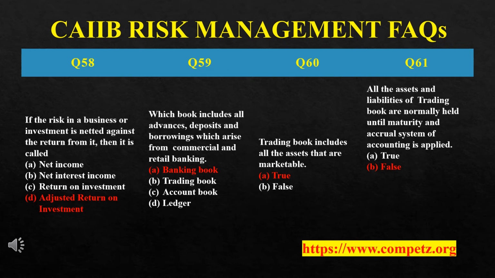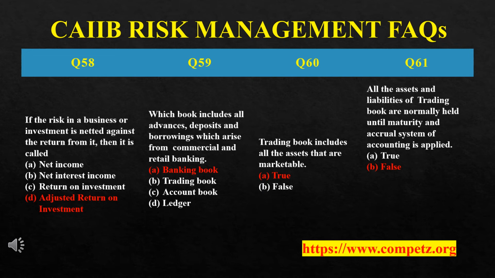Moving to the next question. What is the trading book? Trading book includes all the assets that are marketable. Is it true or false? The answer is true. Essentially, the trading book includes assets such as GSEC, that is government securities, bonds, debentures, shares, etc., that could be bought and sold readily. Assets such as term loans and cash credit loans given by the bank are not tradable and hence are not a part of the trading book.